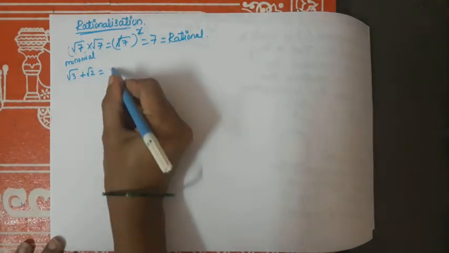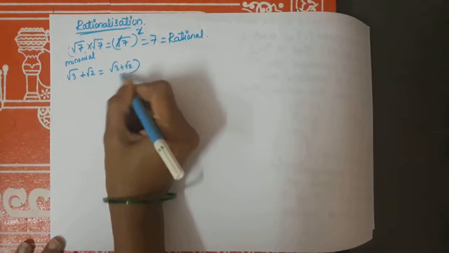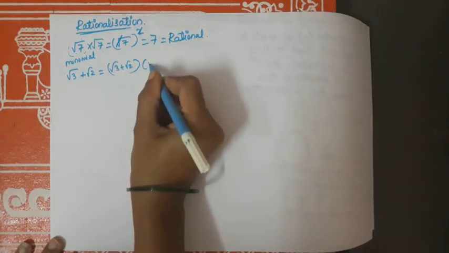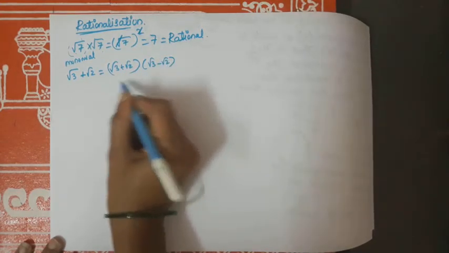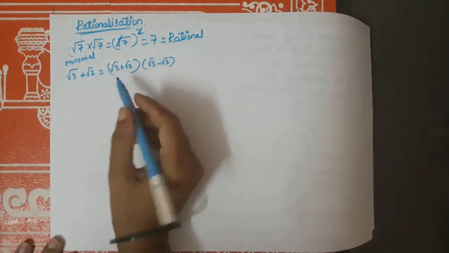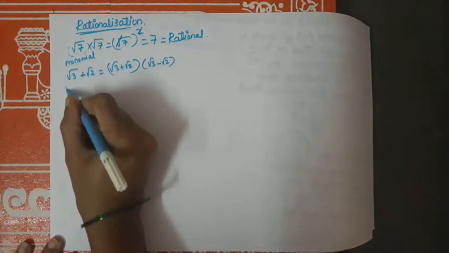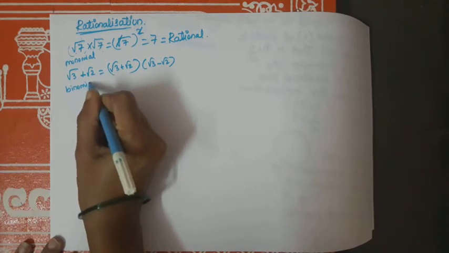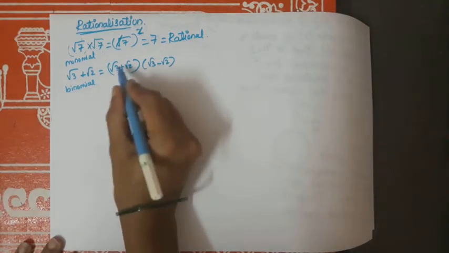That is root 3 plus root 2. What we need to multiply here for this? Root 3 minus root 2. So this is the rationalization, because in the binomial case we need to just change the sign, then multiply.